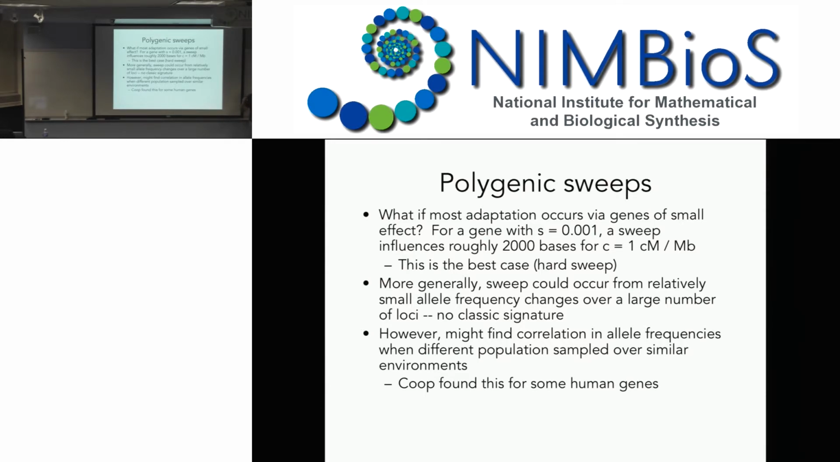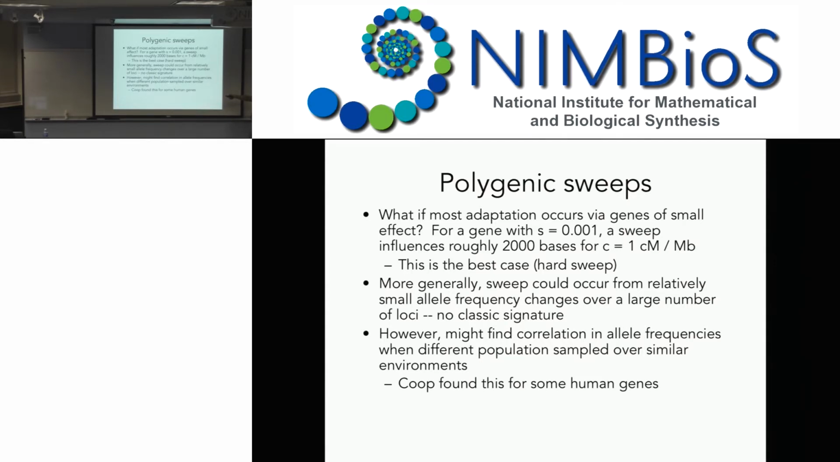That's not a lot. Human diversity is about 4 or 5 polymorphisms in there. So that's a small window unless you have a very highly polymorphic species. And that's the best case of a hard sweep, where these things all go to fixation. More generally, a sweep could involve relatively small allele frequency changes over a large number of loci. Small partial sweeps over a large number of sites wouldn't be much of a classical signal.